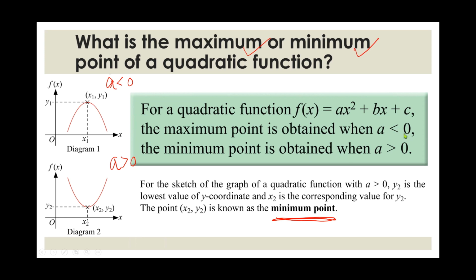So when a is less than 0, you will have what point? You have to understand yourself already. A less than 0 means it is an n-shaped graph. So we will have a maximum point. You have to think about it.